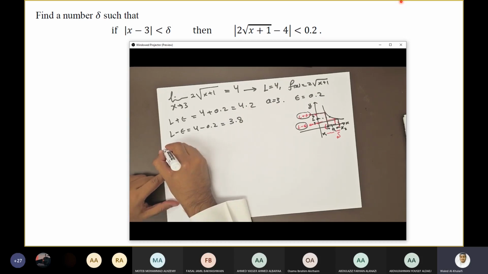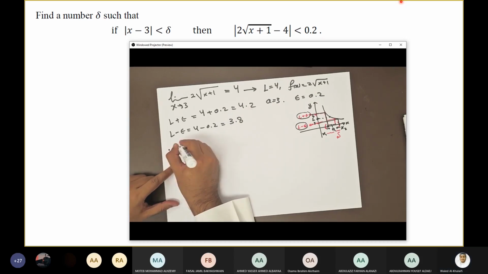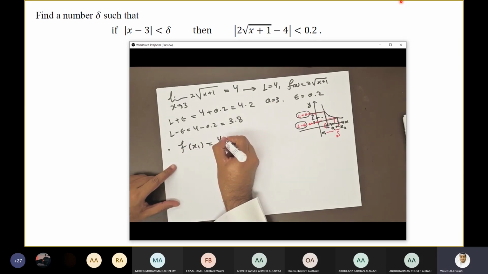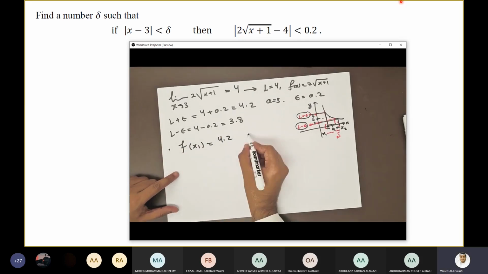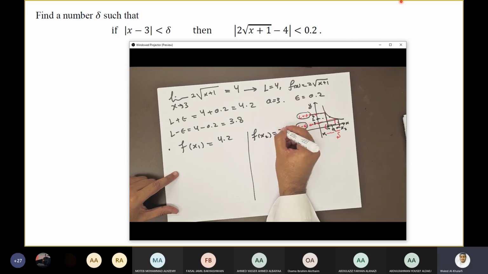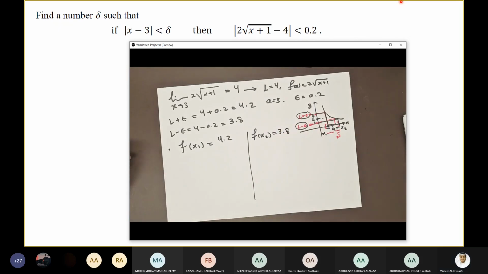So that means I need to know, for what value of x1 the function will give me 4.2. And in the interval here, I need to know what value, when I take the value of the function, will give me 3.8.